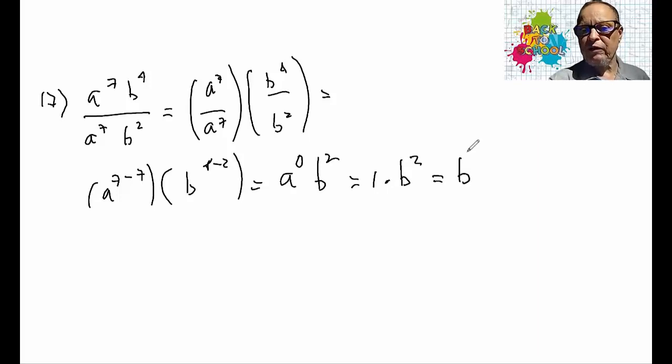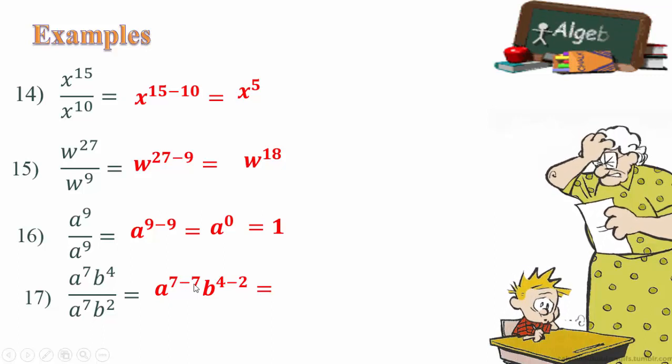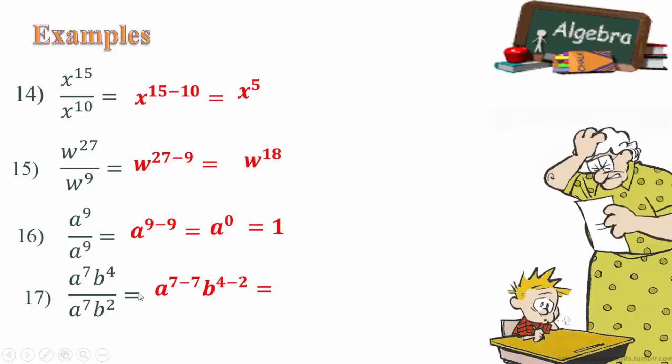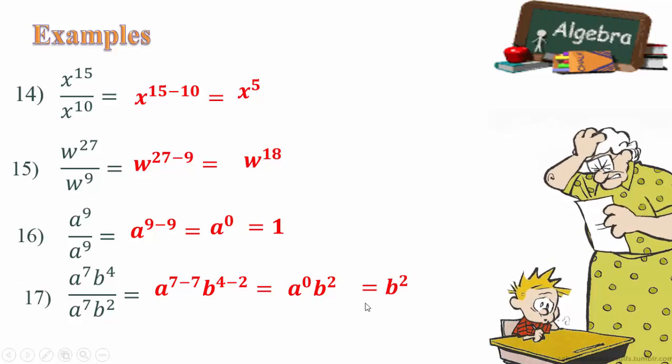When reviewing what we just did on the whiteboard for example number 17, we see that we collect the a's, and 7 minus 7 is 0, and the b's, 4 minus 2 is 2. And as we said, anything to the 0 power is 1, so that gives us 1 times b squared, which means it's just b squared.